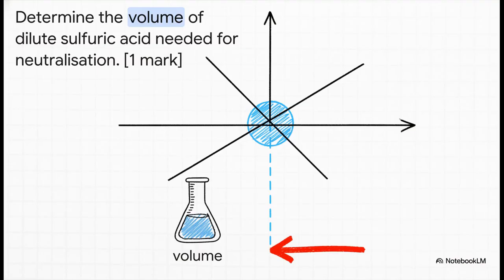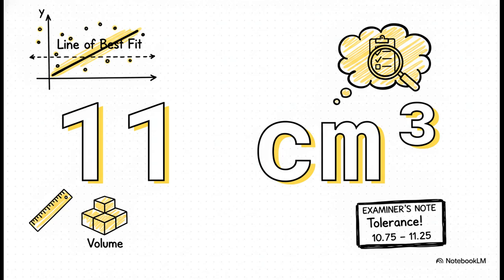The first question wants the volume of acid right at that magic moment of neutralization. This is the peak of the reaction, the point where the most heat was produced. And on your graph, it's the X value of that intersection point you just drew. And if you've drawn your graph right, you'll see the answer is 11 cubic centimeters.